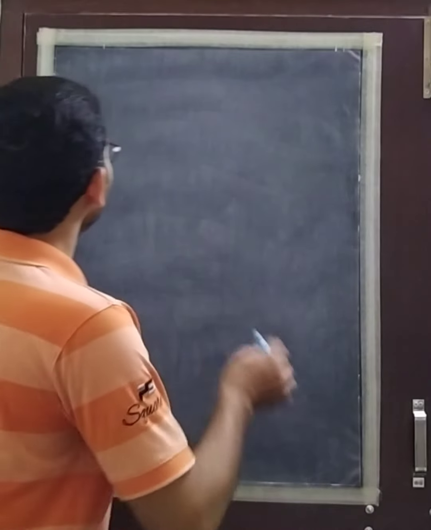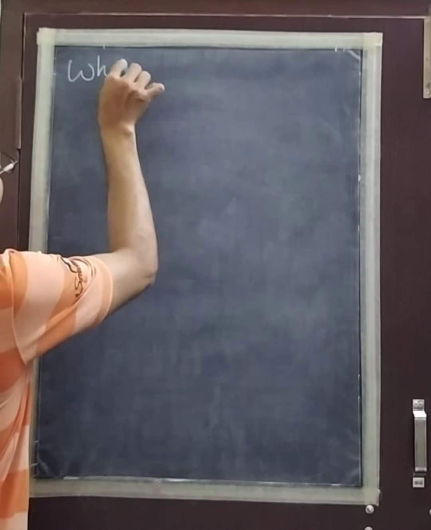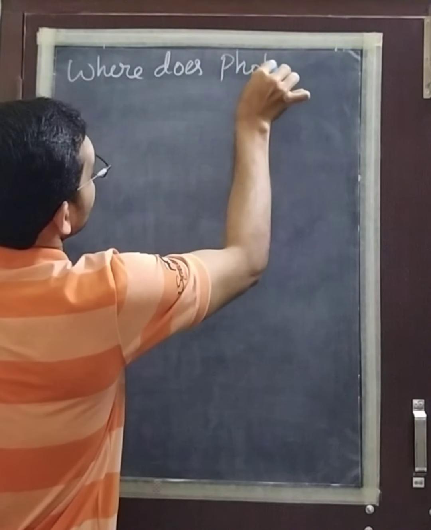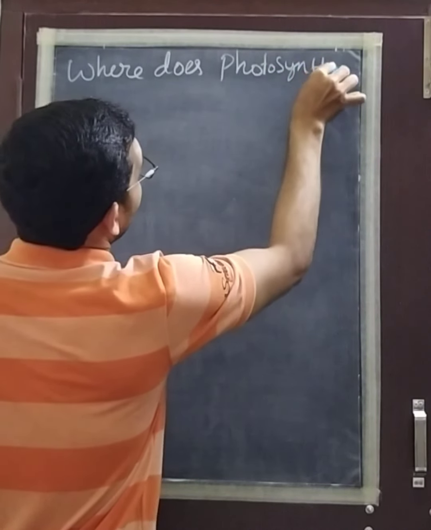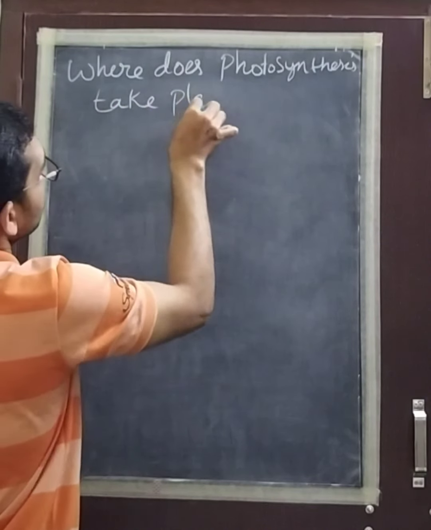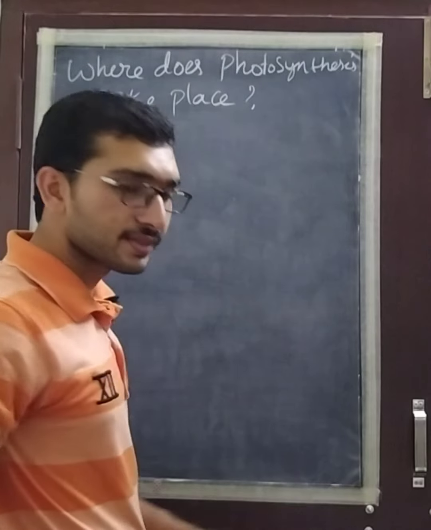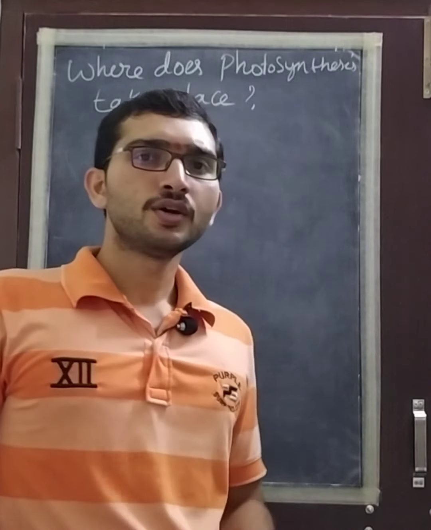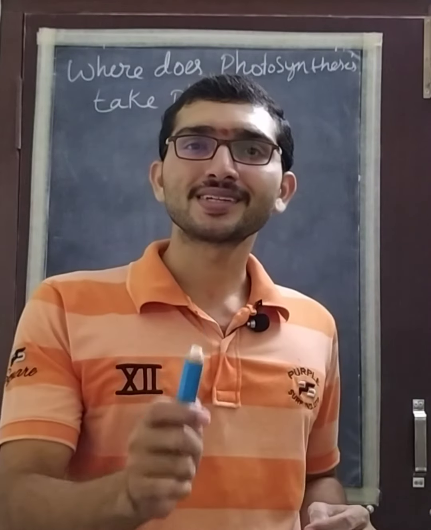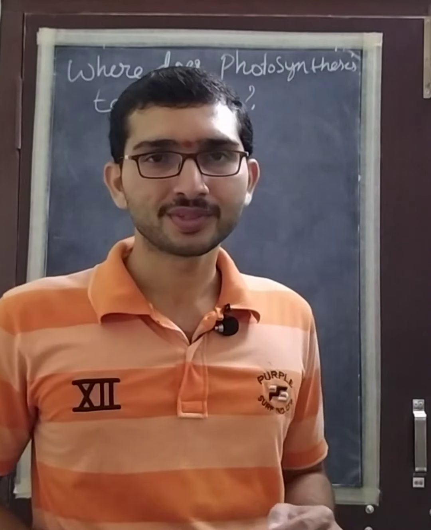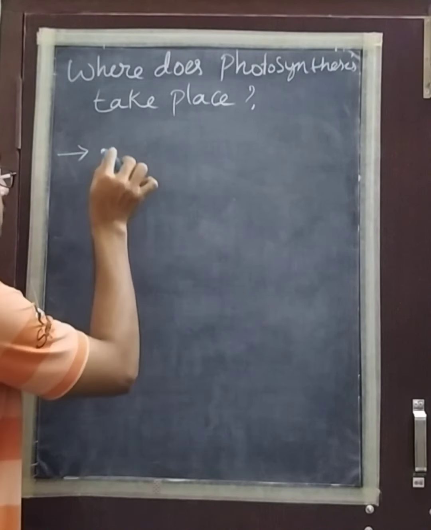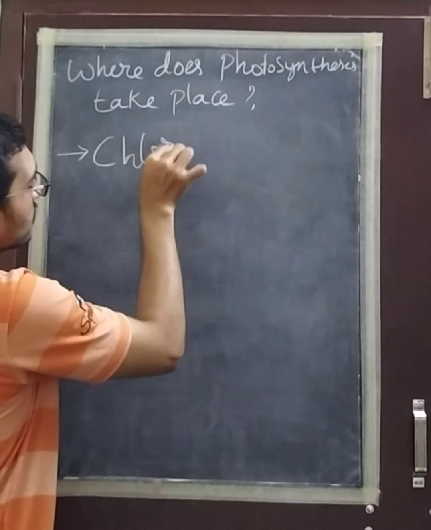That is, where does photosynthesis take place? So the answer for this question is: photosynthesis takes place in chloroplast present in the green part of the leaf. So where photosynthesis takes place means photosynthesis takes place in chloroplast.